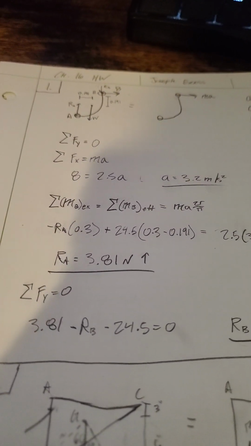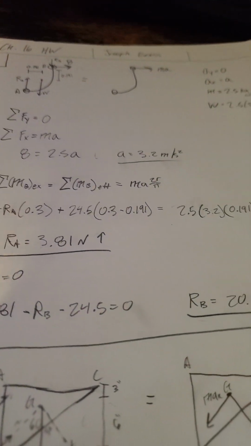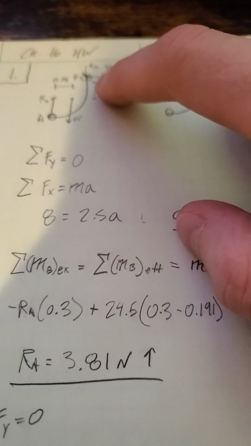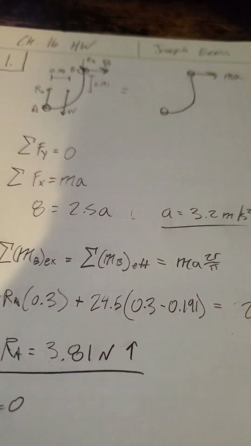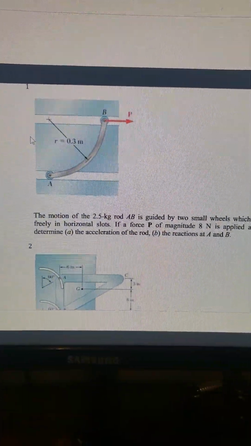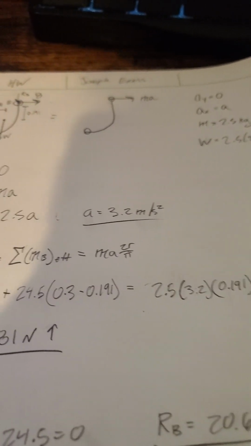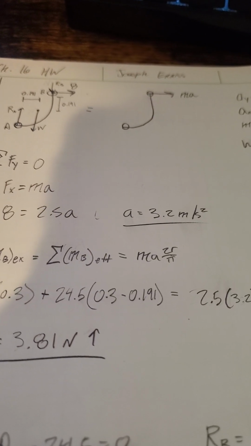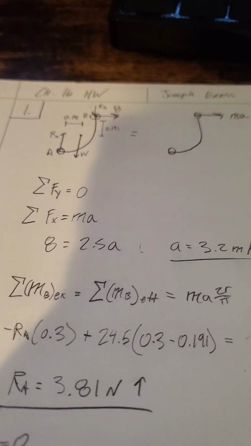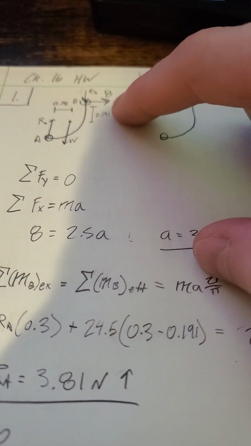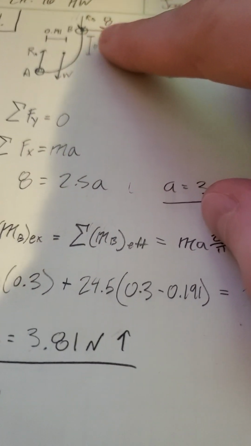All right, this is for dynamics, chapter 16 homework. So the first problem, it's a bar with wheels. Essentially, it's moving to the right because of the force P. Only moving in the x direction because the wheels are essentially keeping it in place. And we're looking for the acceleration of the rod and the reactions at A and B.